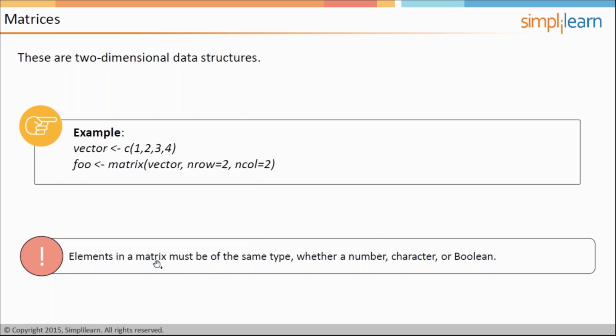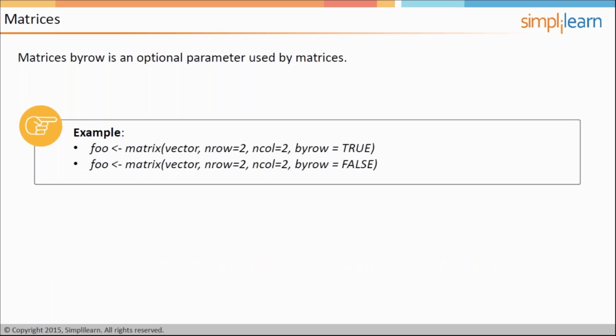Again, the elements of the matrix have to be the same type. So if you had 1 through 4, it's all got to be numeric. If you had Sally, Jim, Bob, and Joe, it's all names. If you have true, false, false, true, it's all Boolean. But it cannot be a combination of those for it to be within a matrix.